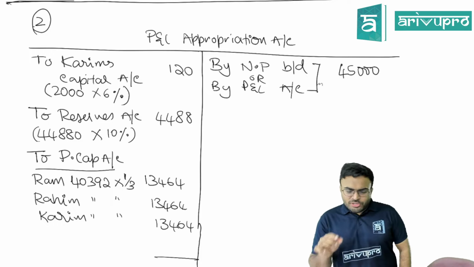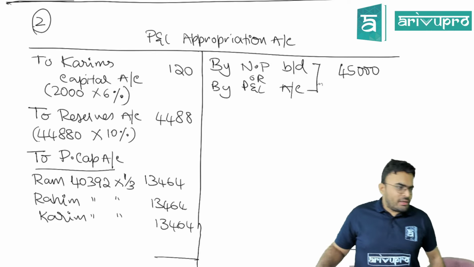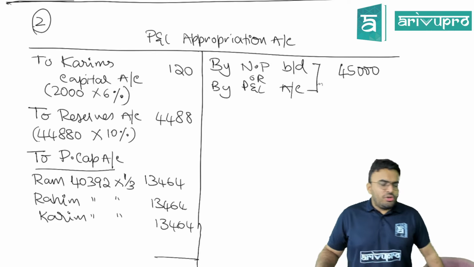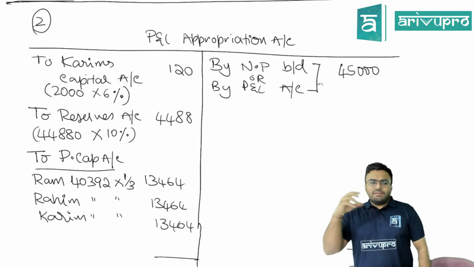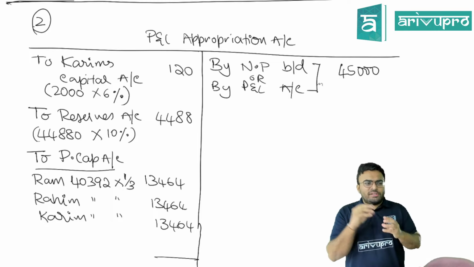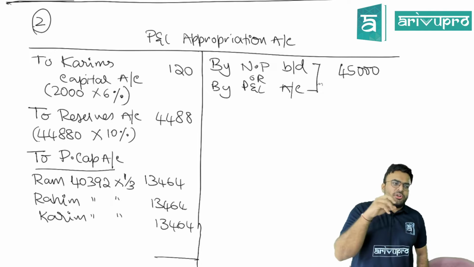Final profit distribution should be what? 13,464 only. They should calculate that. Why didn't we take reserves amount before giving interest on loan? Because reserves is after we give all the other things, what remaining amount is there out of that divisible profit. Divisible profit means the profit that is going to be distributed.